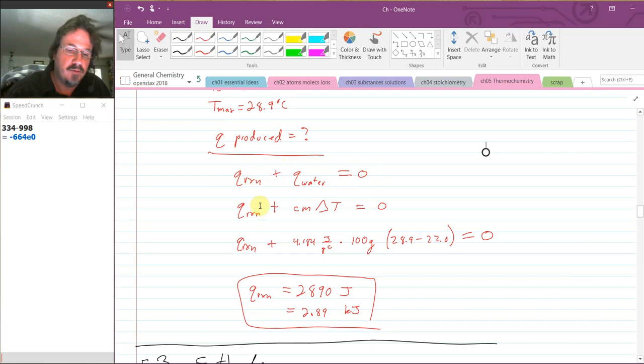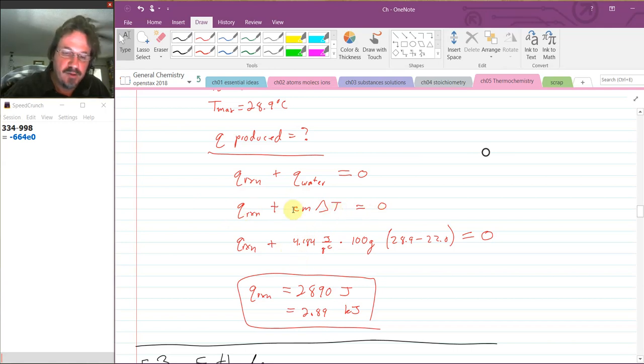Now we just need to fill it out. Q of the reaction, I really don't know. I can't expand that anyway. This is not like a substance. This is a reaction happening and it just gives off the heat. So just leave that as Q. However, Q of water, I know that's Cm delta T for the water, and that should equal 0.